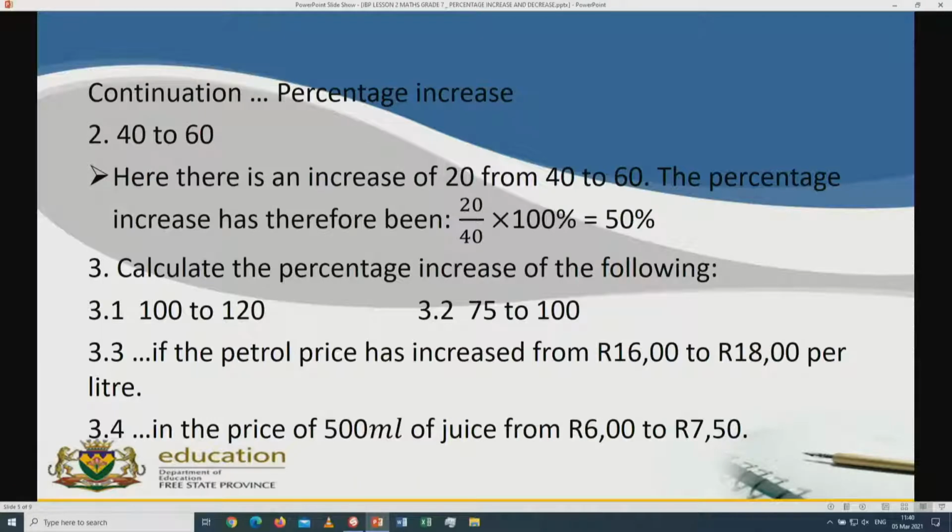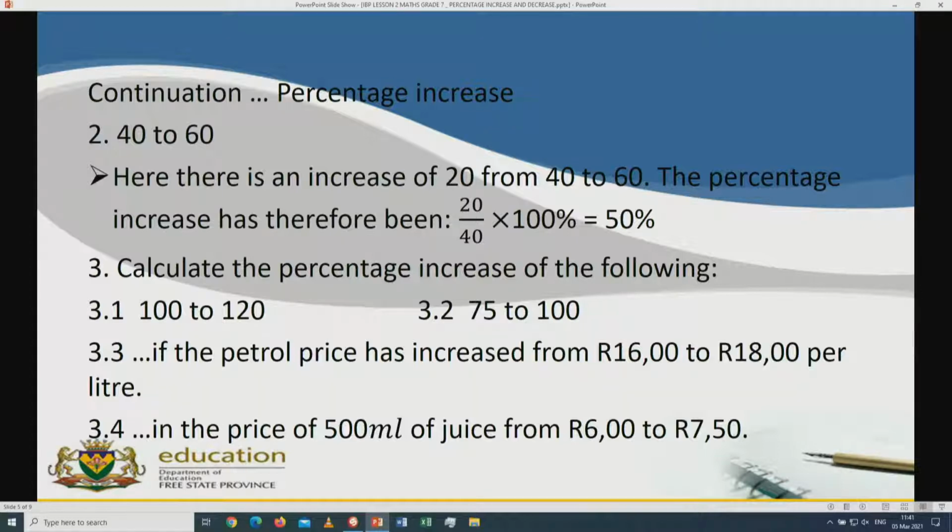We'll have a clear picture now here. 40 to 60. Here there is an increase of 20 from 40 to 60. How did we get to 20? We said 60 minus 40, that is 20. The percentage increase has therefore been 20 divided by 40. The 20 is the difference between 60 and 40. Now we divide it by the original amount or the original number, which is 40. Then we multiply it by 100%. Now, what is 20 divided by 40? 20 divided by 40 is the same as a half. Now, a half multiplied by 100%. What is a half of 100%, my dear learners? That is definitely 50.